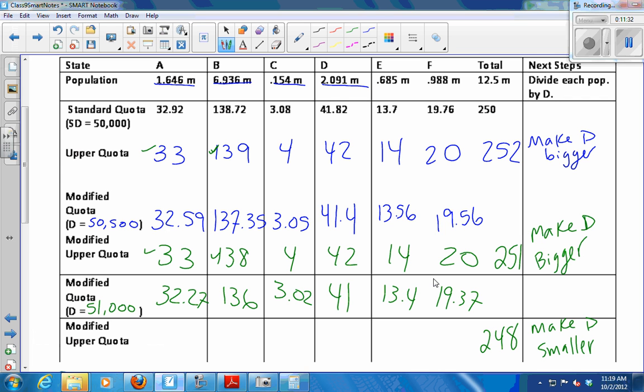Okay, so if I round these all up, I get 33. 136 was exact, so I'm not going to add one to it. I'm going to keep it at exact. Why would you keep it exact though? Because there is no rounding necessary. It's an exact number. So 41 would stay the same as well. Yep.